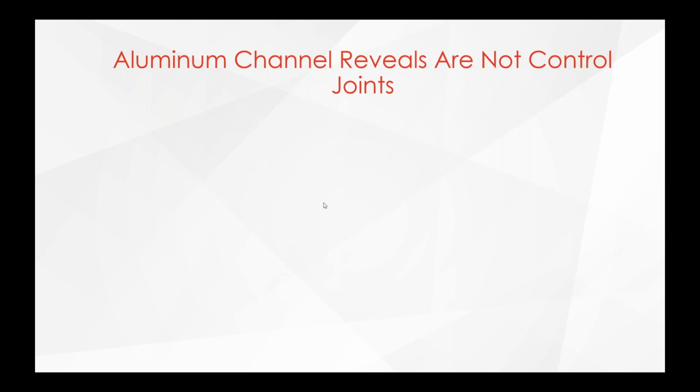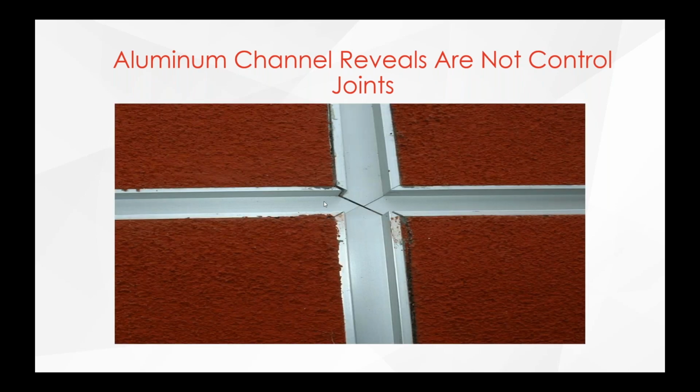Very critical here, keep in mind, aluminum channel reveals are not control joints. They're not considered control joints. Why? Because they're rigid, and stucco will expand and contract at a different rate, and this will remain rigid. Therefore, you'll see a lot where the stucco pulls away. This one pulled away so much, it pulled away right here in the center.